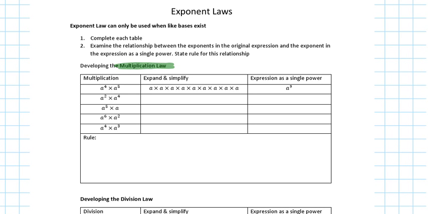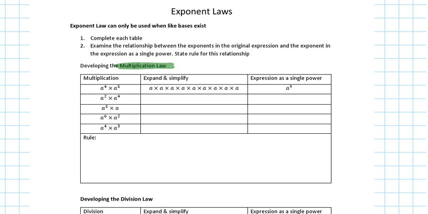So what happens if I have a to the power of 4 times a to the power of 5? What does a to the power of 4 mean, if I want to write it in expanded form? A times a. That's right. So a times a times a times a. Now I'm multiplying that by a to the power of 5.